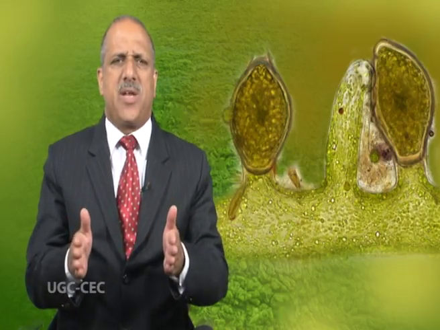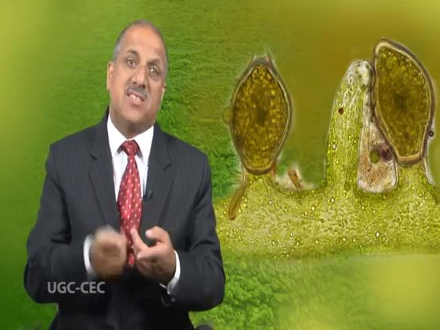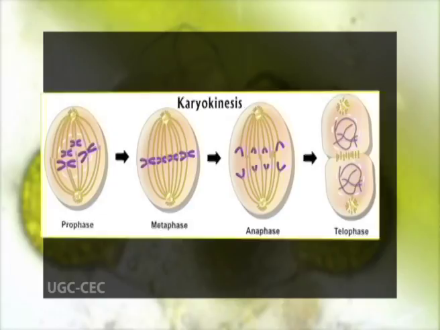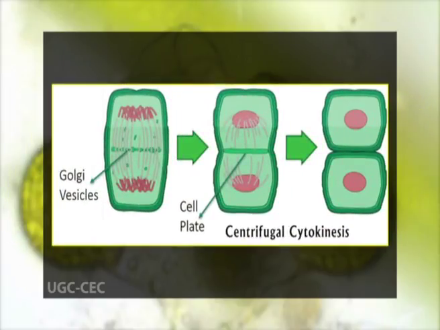Vegetative reproduction takes place by cell division, and cell division is always mitotic, involving formation of spindle fibers and organizing in karyokinesis followed by cytokinesis. Karyokinesis as a rule involves prophase, metaphase, anaphase and telophase, whereas cytokinesis is centrifugal.